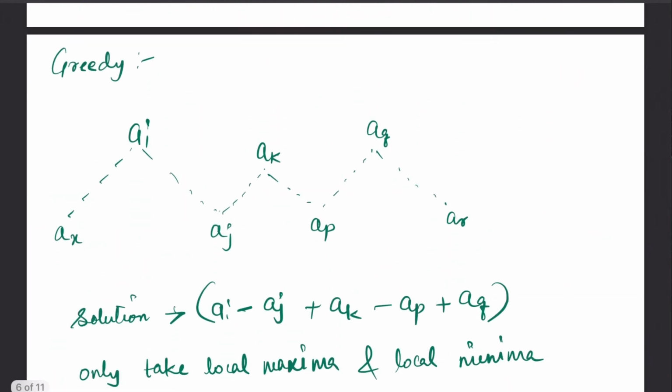There is one more way to solve this problem. What we can do is we can greedily actually solve this problem. How do we do a greedy approach? So basically we only care about the maximums and the minimums. What do I mean by a maximum and minimum?